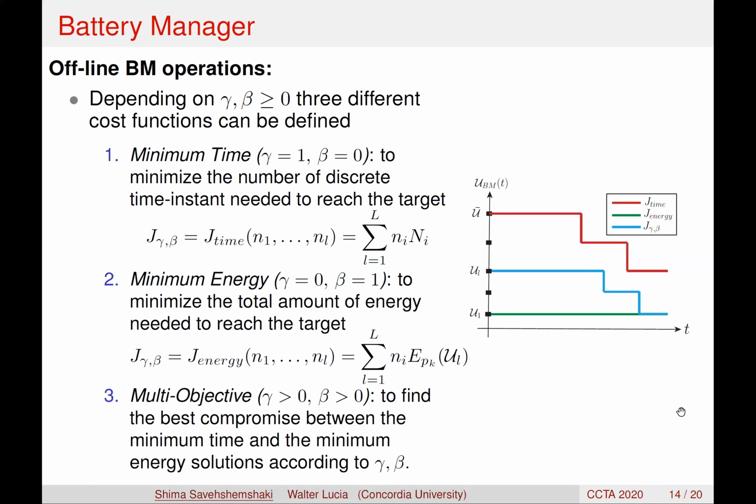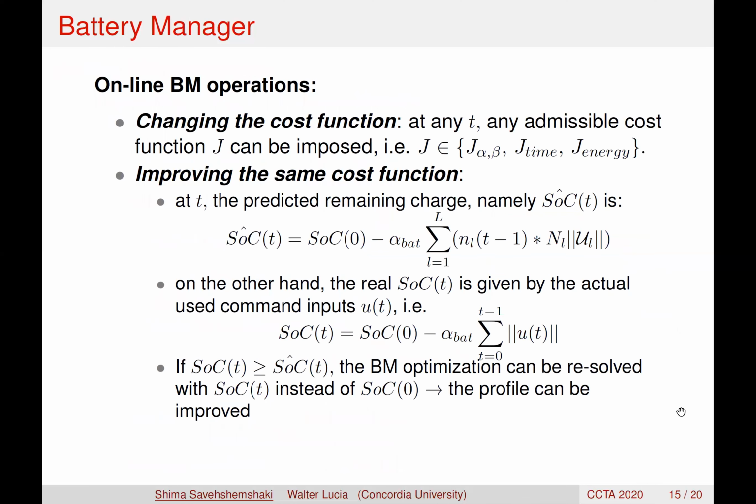The cost functions that we saw together give very conservative profiles for the EUV. So in the online phase, the offline conservative acceleration profiles that are found by the BM at t equals 0 can be improved or can be changed without affecting the set-theoretic MPC feasibility.